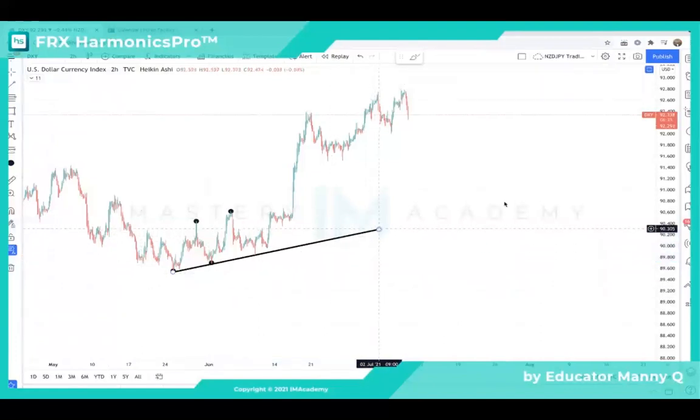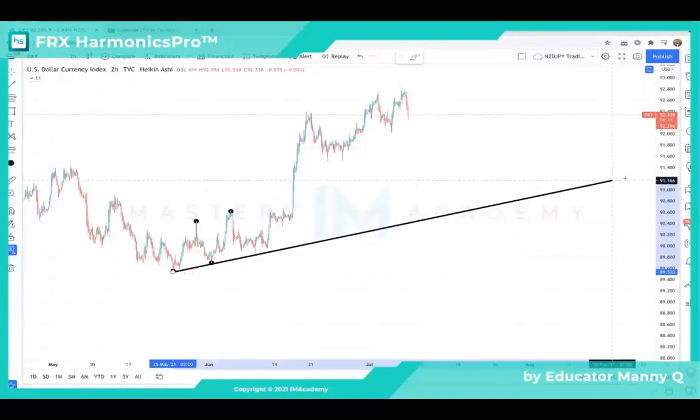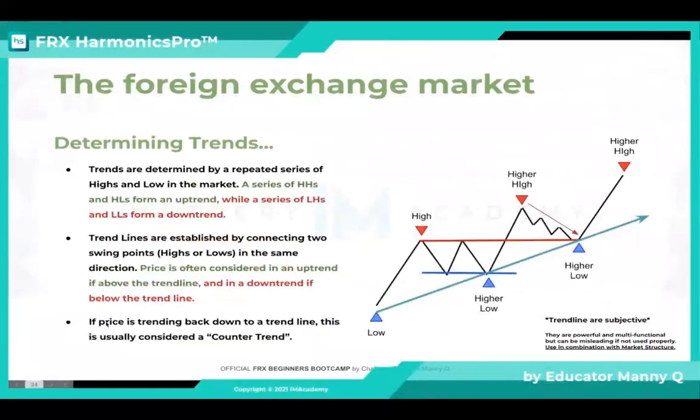Okay. And the trader will take this trend line out, and the trader will say, okay, as long as price is above this trend line, I am in an uptrend. All right. Very, very easy to understand. Now, if price is trending back down to a trend line, this is usually considered a counter trend.